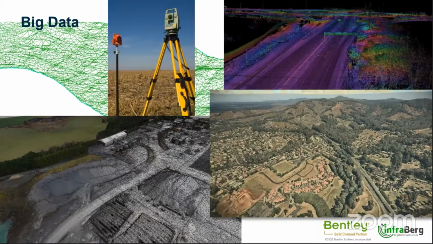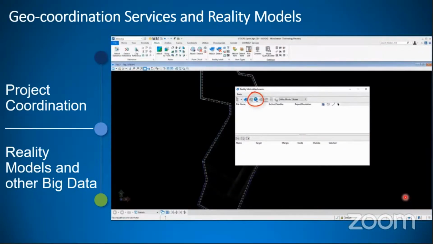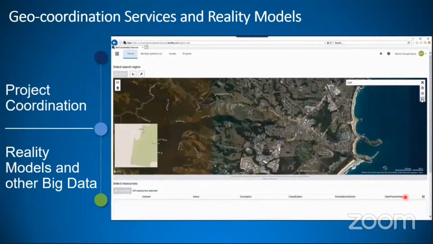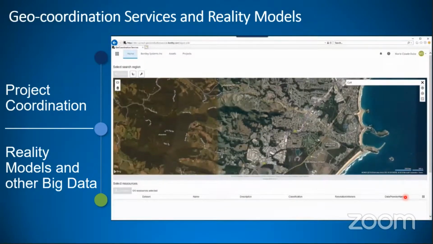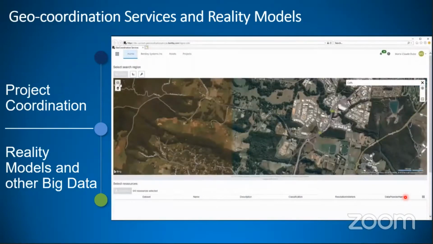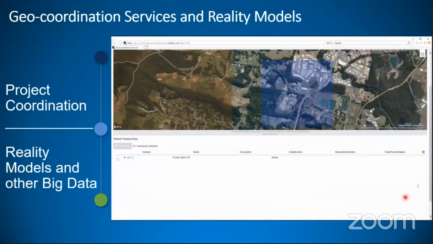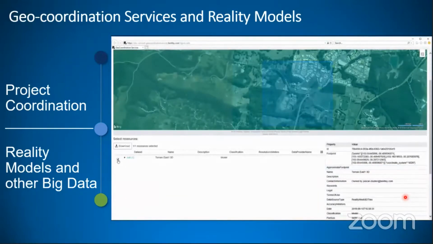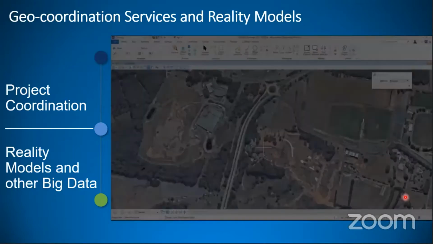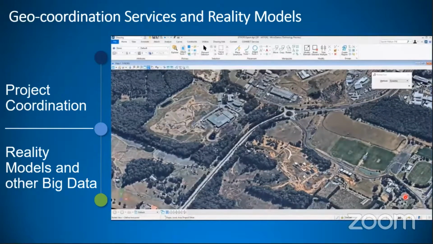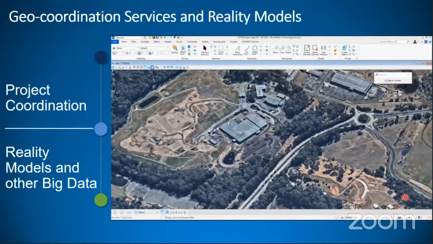And moreover, as you can see here, there is even functionality which allows you to attach data, of course, all the data are geo-coordinated. Here is an example from the geo-coordination service, where you can upload reality models directly to OpenRoads from this service. Of course, it depends on the data availability around the world. I'm sure there are no reality models in each part of the world, but when it is available, you can download it from this service directly to OpenRoads Designer.